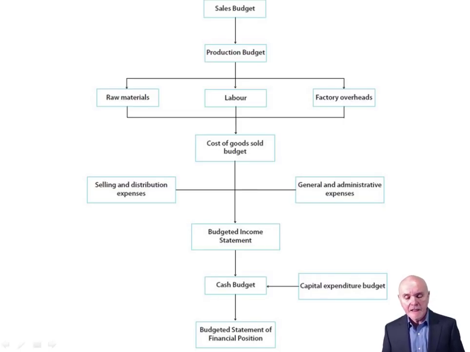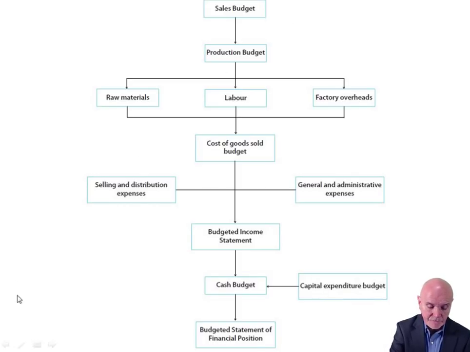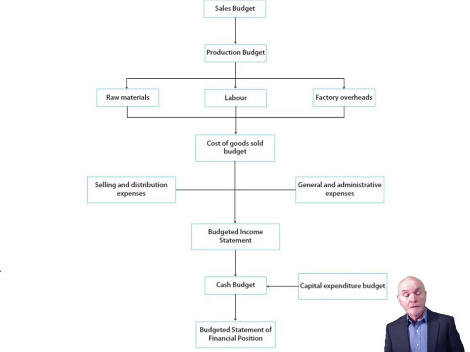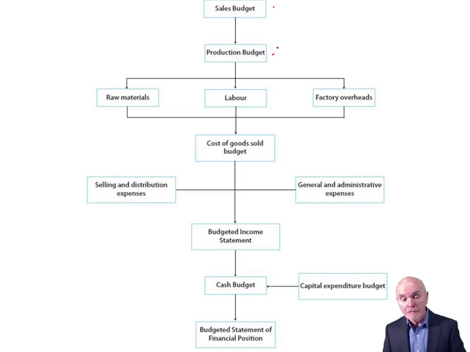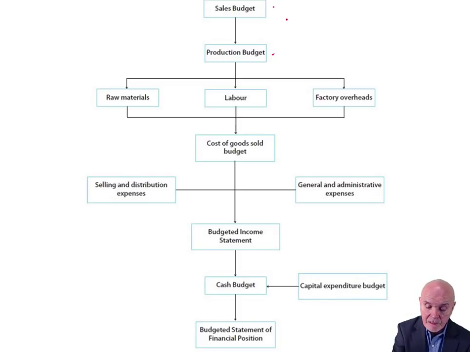So what we've got here, generally you're starting with a sales budget. The sales may be the key budget factor, and it's really driving everything else. And the number of units you are going to be producing is not necessarily the same as the number of units you're going to be selling. So to go from sales units to production units, you have to take into account the opening and closing inventory of finished goods.